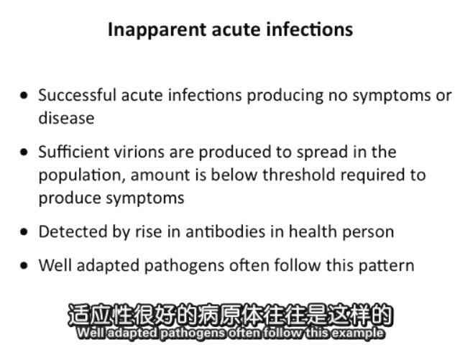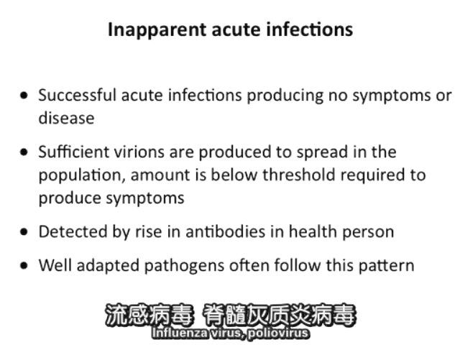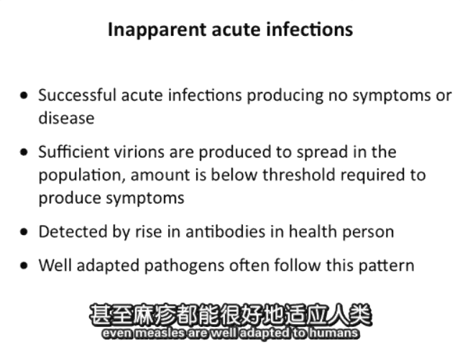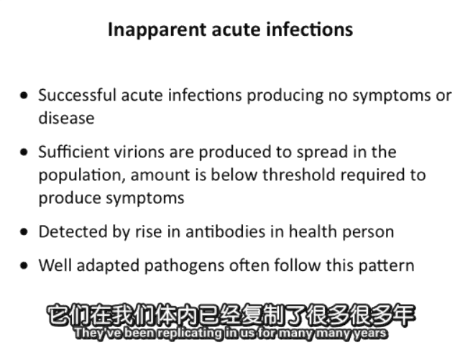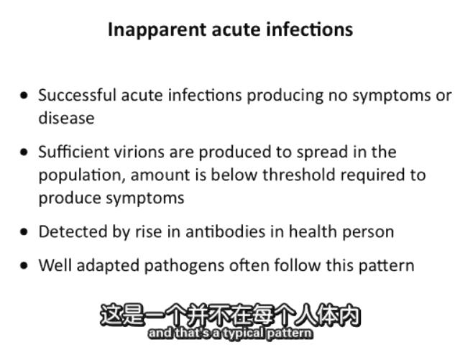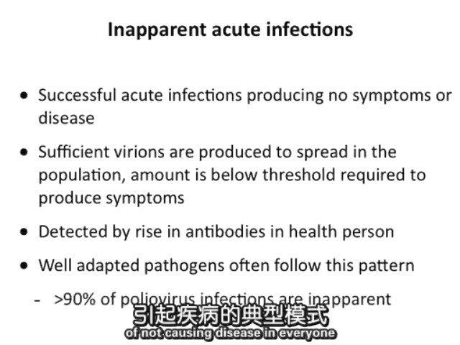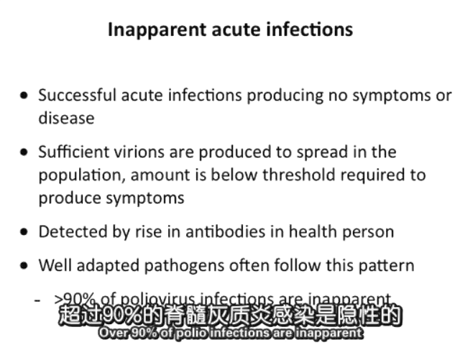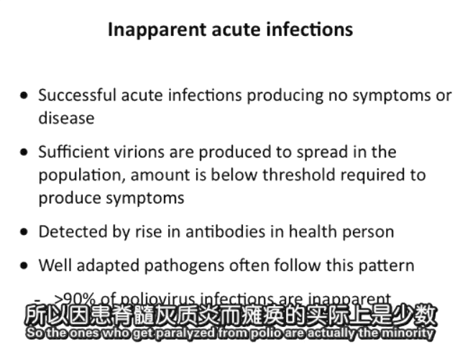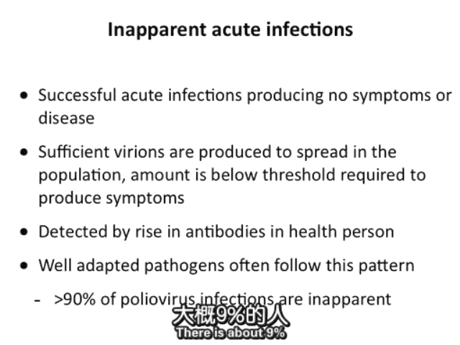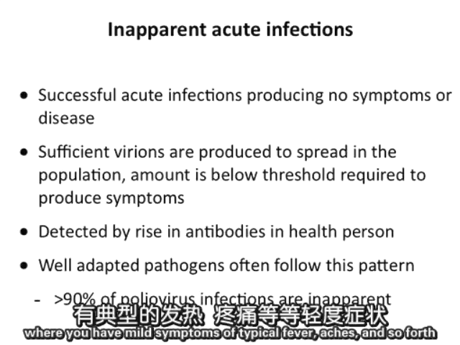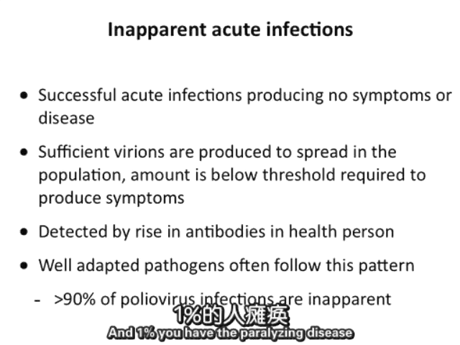Well-adapted pathogens often follow this example. Influenza virus, polio virus, even measles are well adapted to humans. They've been replicating in us for many, many years. And that's a typical pattern of not causing disease in everyone. A really good example is polio. Over 90% of polio infections are inapparent. So the ones who get paralyzed from polio are actually the minority. They're actually 1%. There's about 9% where you have mild symptoms, typical fever, aches, and so forth. And 1% you have the paralyzing disease.